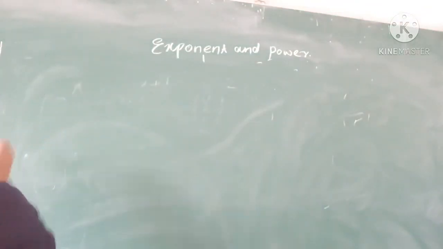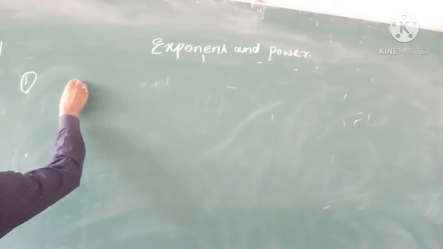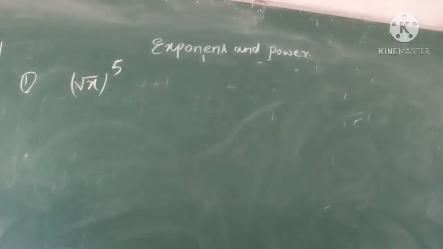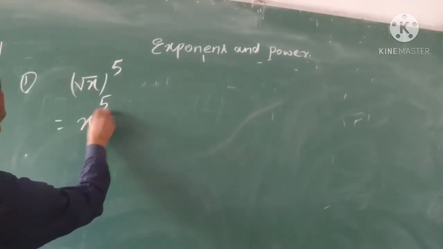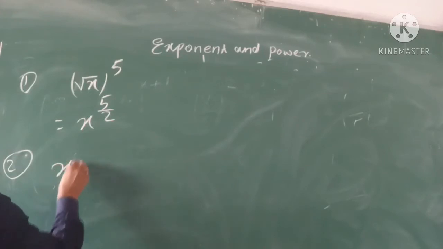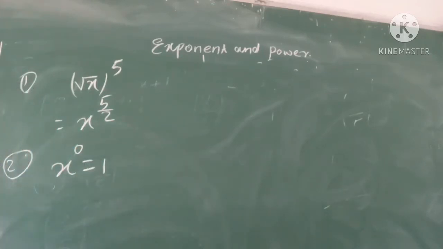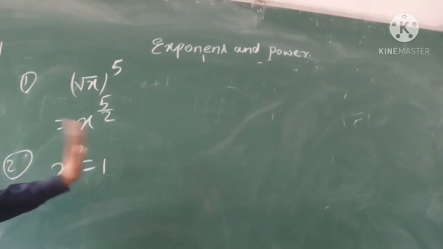The first one is: root x to the power 5 means x to the power 5 by 2, and this root means by 2. Second, x to the power 0 is 1. Power 0 of any number is 1.